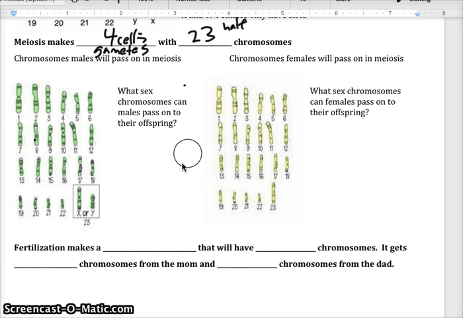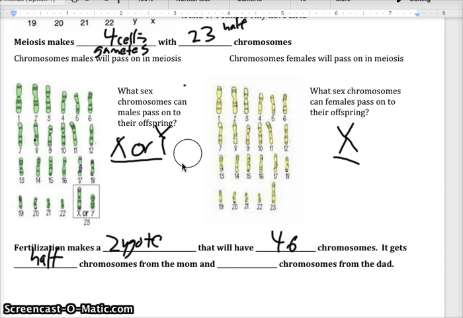Alright, so males can pass down the X or the Y, whereas a female will only pass down the X chromosome. That's a key point when we get to sex-linked traits in a second. Fertilization then occurs between these two, and it will make a zygote or an offspring that will have 46 chromosomes. It gets half, or 23, chromosomes from the mom and 23 from the dad. So we get an equal 46 then.